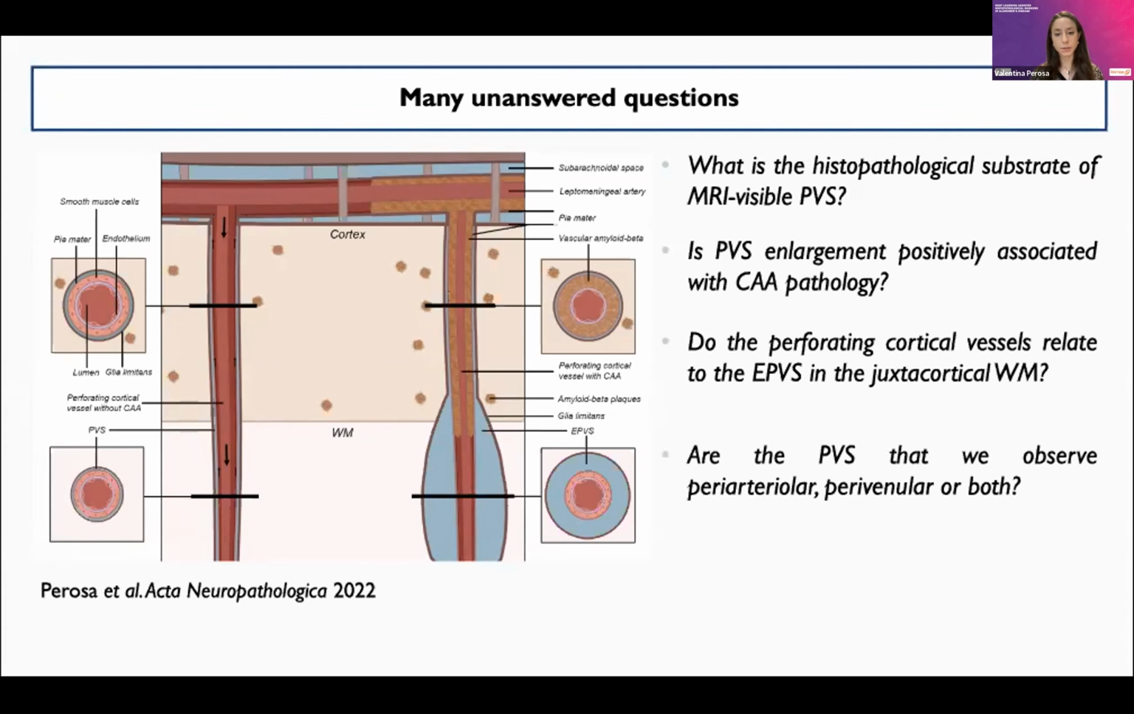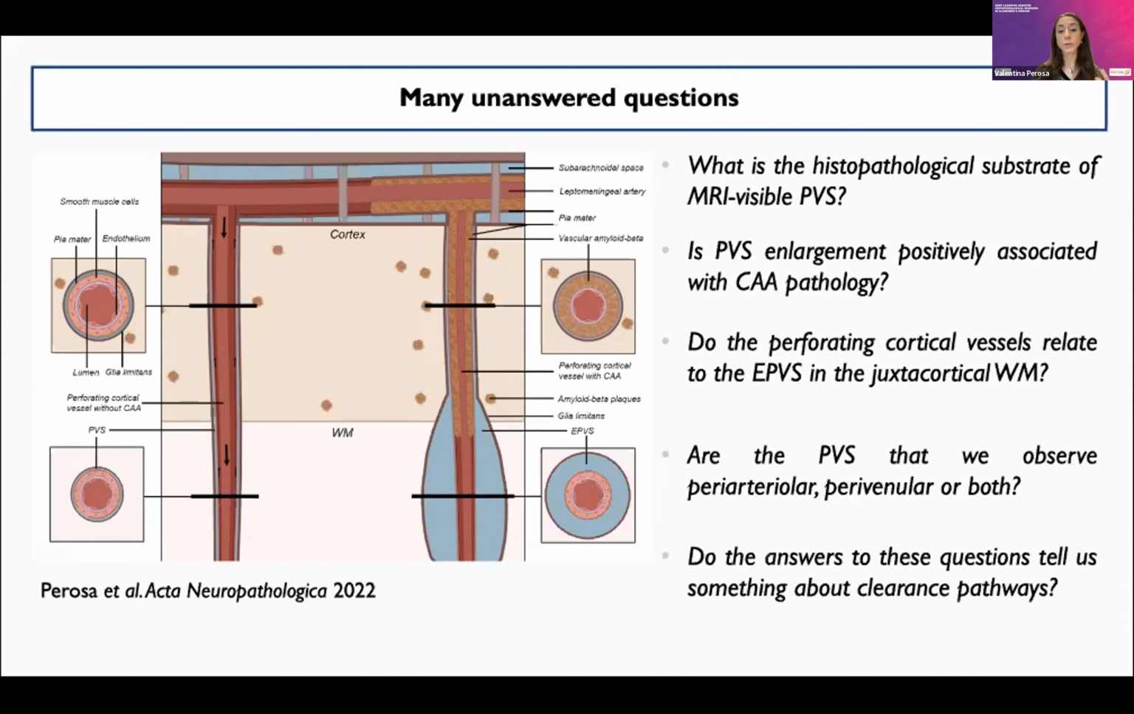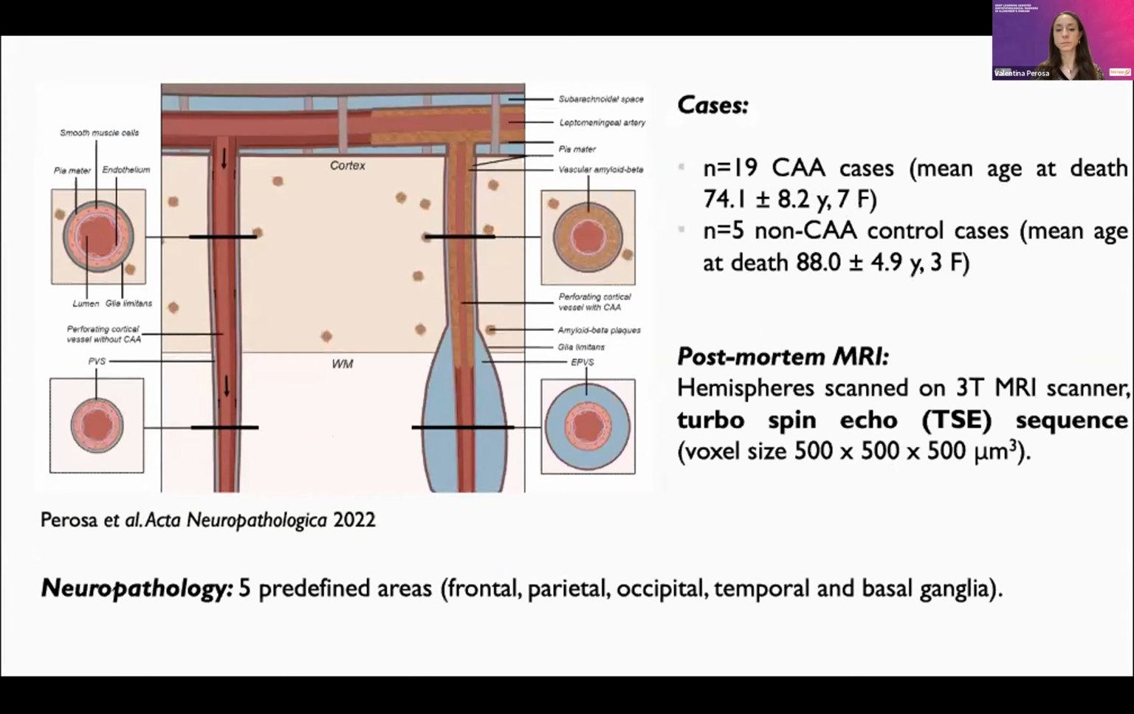And are the perivascular spaces that we observe periarteriolar, perivenular, or both? So do they enlarge around arteries, around veins, or around both? And this is also important because it can give us some answers and also some hints about the actual routes of perivascular clearance, because these are largely still debated, not unknown, but debated. There are several theories about them.